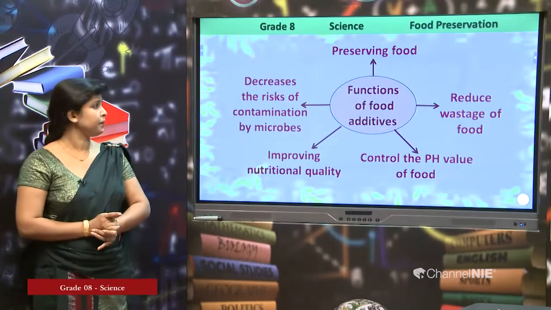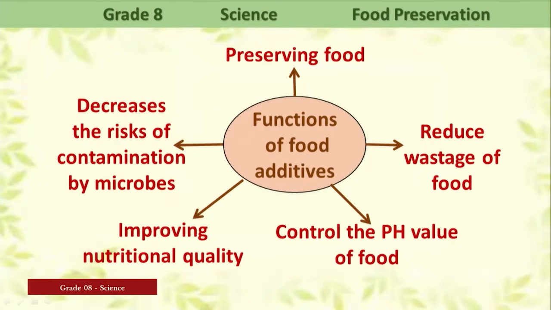the food item. Then reduce the wastage of food. By adding the food additives artificially, we can preserve the food item and it will be a reason to reduce the wastage. Then to control the pH value of food. Why the pH value of a food item to be controlled? The reason?